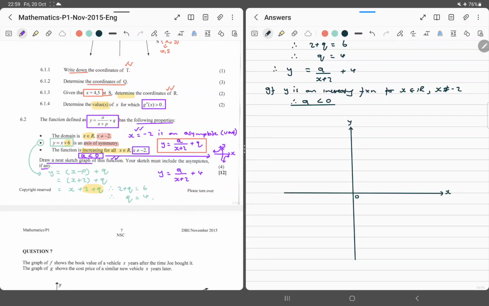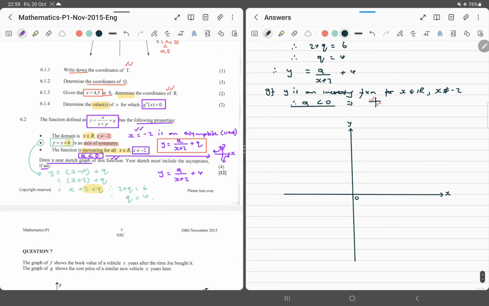Let's do that. Okay, so there's my grid. So if a is greater than 0, we know that the graph looks something like this. Of course, here you cannot put too much detail, but you just want to show your reasoning here. So essentially, we've got an asymptote at x is equal to minus 2. So we put it down there. Of course, this one may not be exactly accurate.